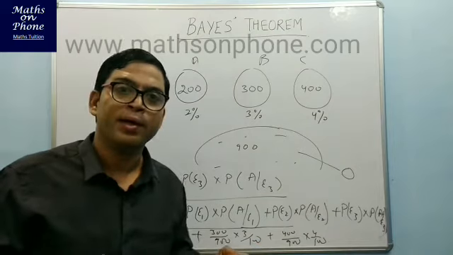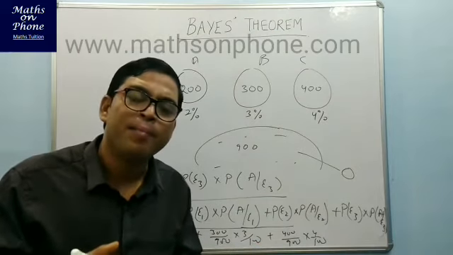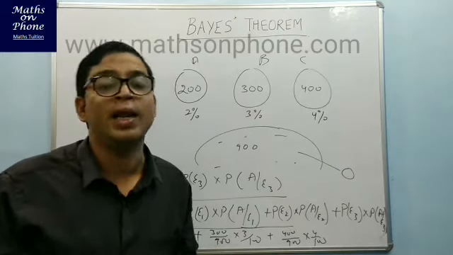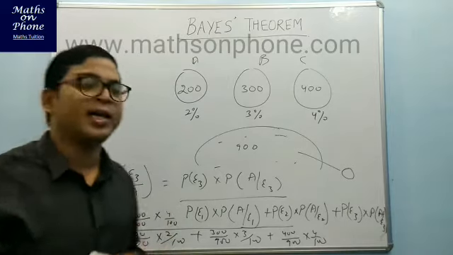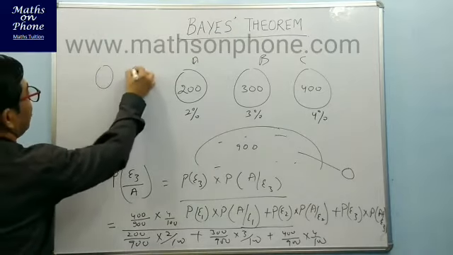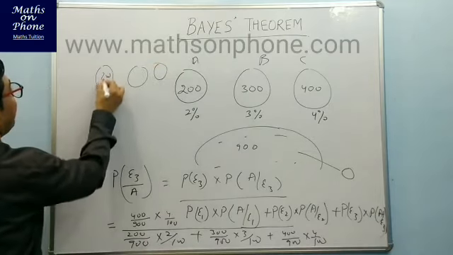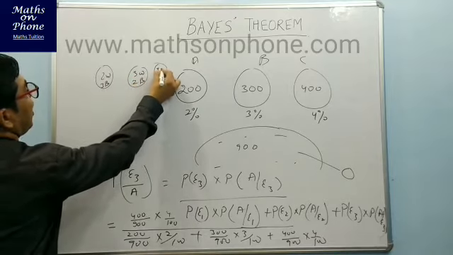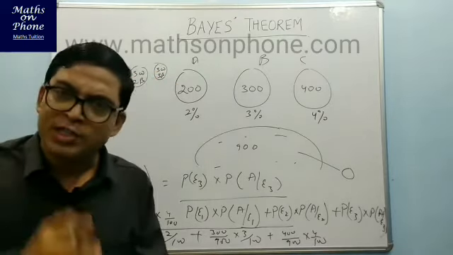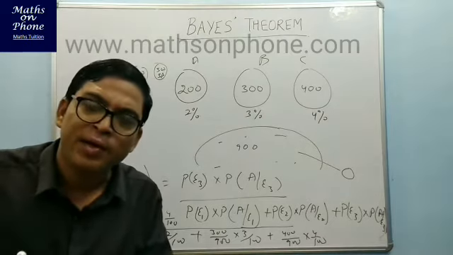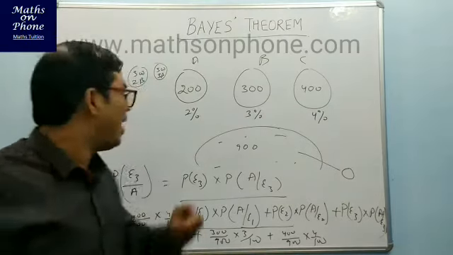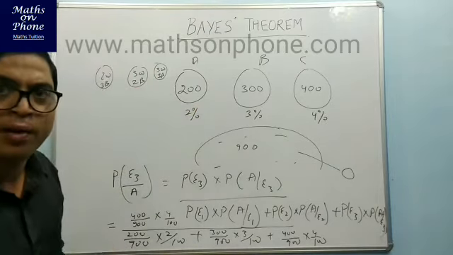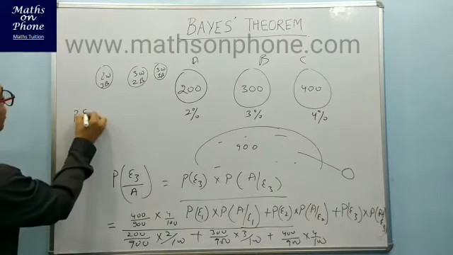What is happening? Sometimes it's given that the 3 bags, 3 events are equally likely to happen. In that case, suppose I just pick up 3 cases, 3 bags which contain 2 white, 3 black, 3 white, 2 black, 3 white, 3 black, like that. A ball is picked up and found to be black. What is the probability that it has come from bag number 2? Can you frame it? It will be P(E2 by A).